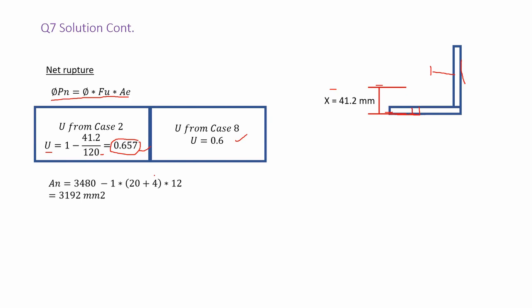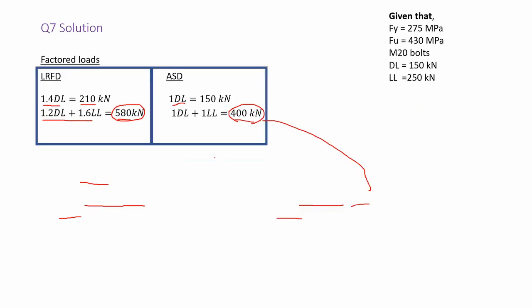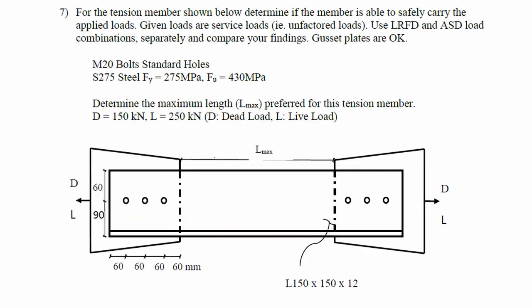Now I continue and calculate the net area. You're considering the gross area minus the number of holes that you're losing. You're losing 1 hole. The cut will be like this. So you're actually losing 1 hole.